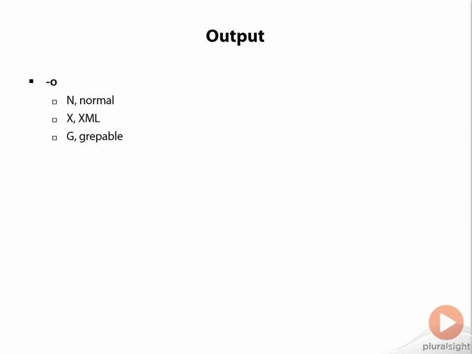And the G argument saves the output to a file with all the information for each host on a single line, which facilitates parsing the data with a search tool like the Unix grep command. All of these options are called using the same syntax and require a file name where the data will be stored.